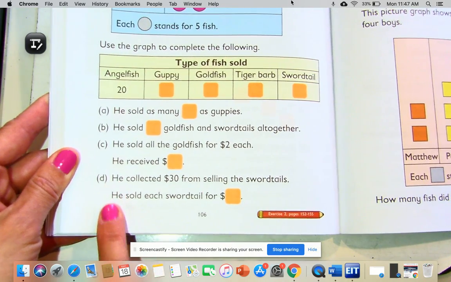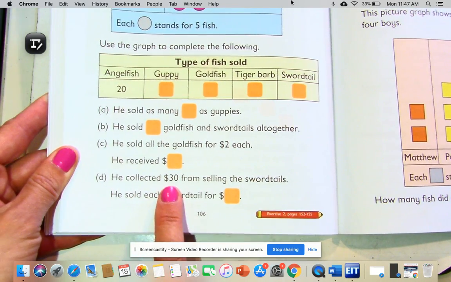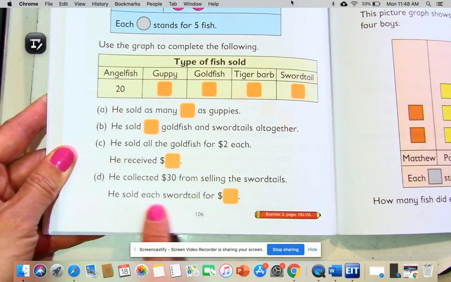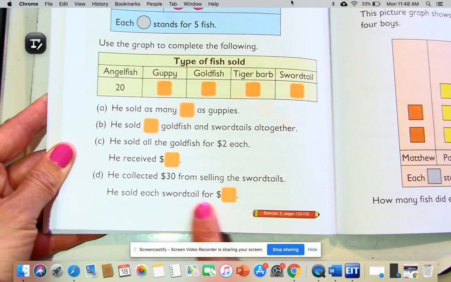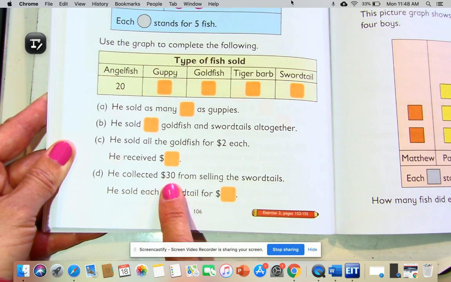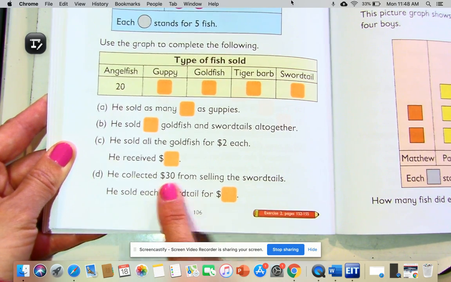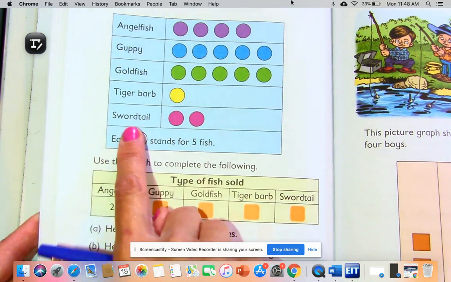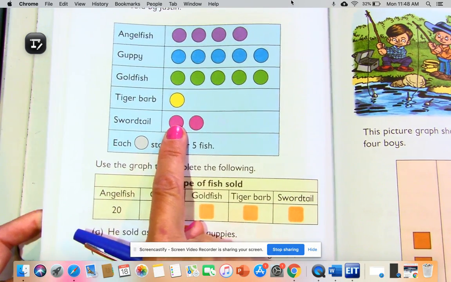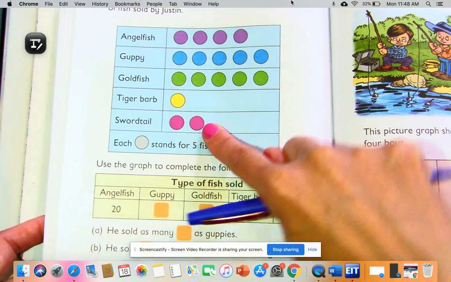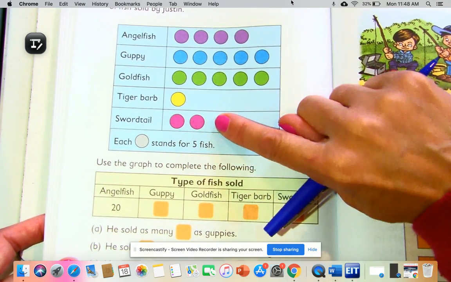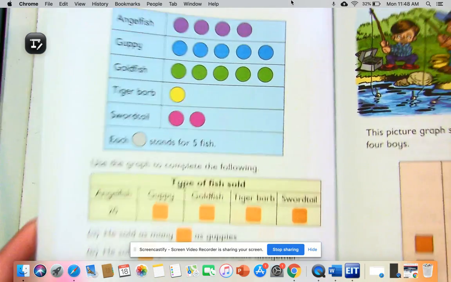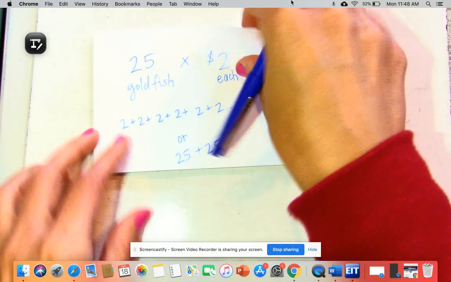The last question on this page, it says he collected $30 from selling the swordtails. He sold each swordtail for blank dollars. All right, so he collected $30 from selling the swordtails. Let's see, in the swordtails, he had 5, 10. He had 10 of them, right? Because each circle stands for 5, 5, 10. So 10 swordtails, and he got $30.